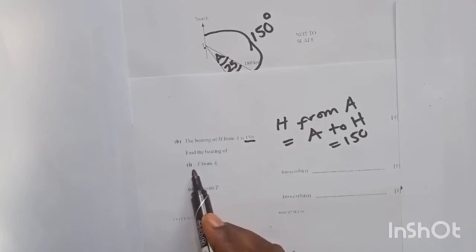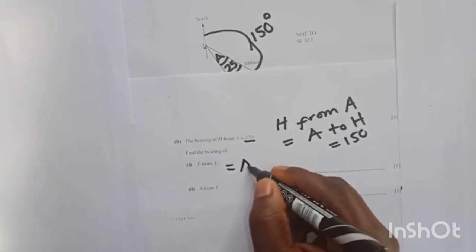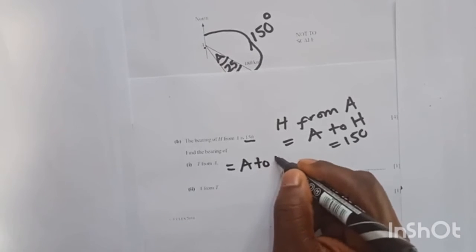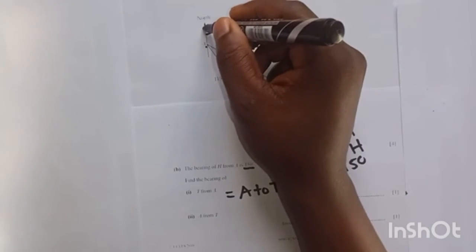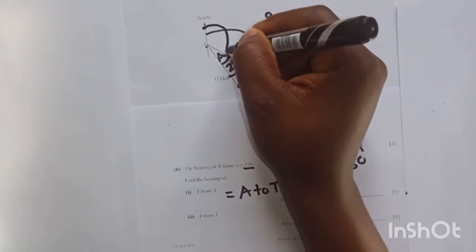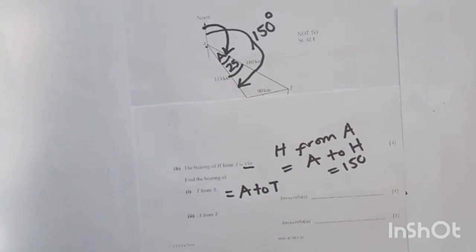So part B1, find the bearing of T from A. Remember, T from A is similar to A to T, right? So I want to calculate the bearing of A to T. What is the meaning of A to T? You measure your angle from the North Pole of A, to touch the line connecting A and T. So this is the required angle, right?